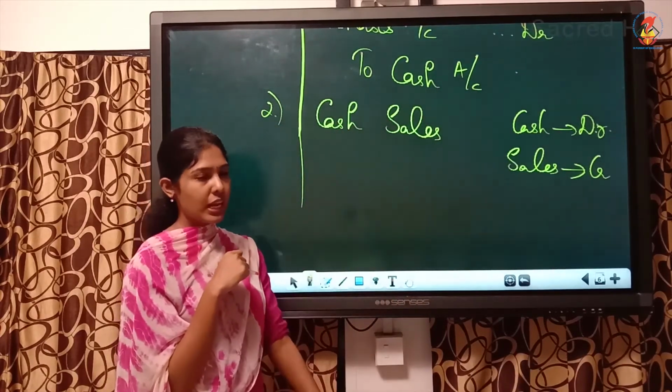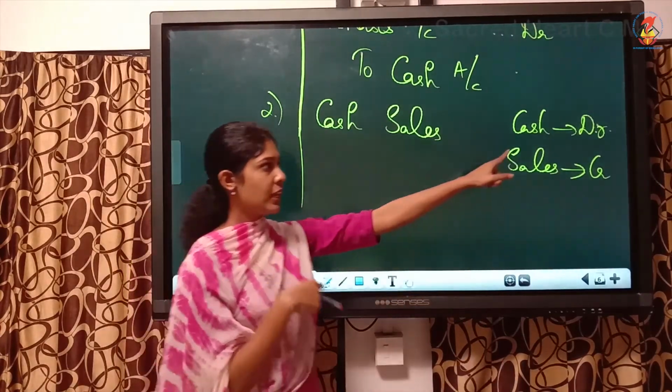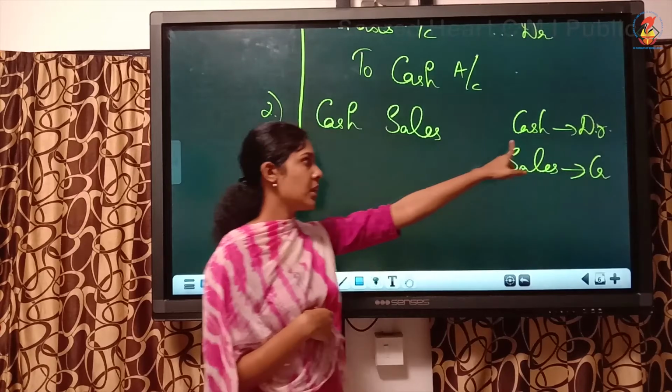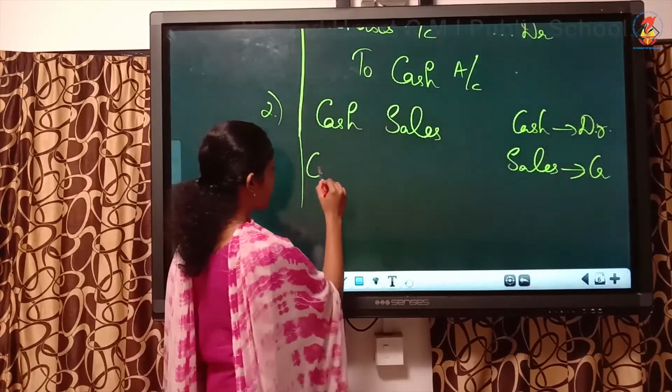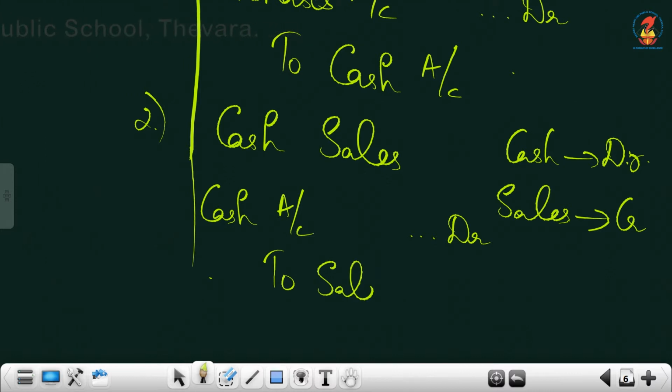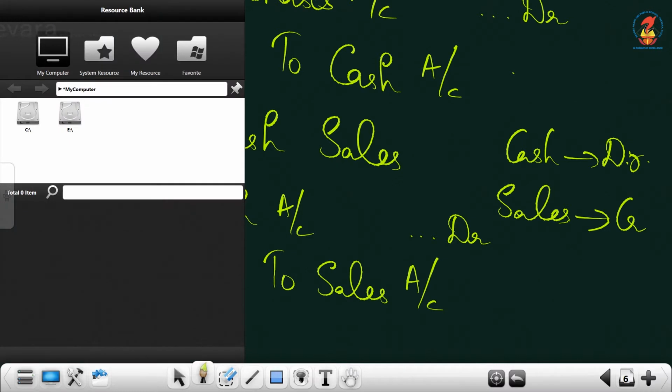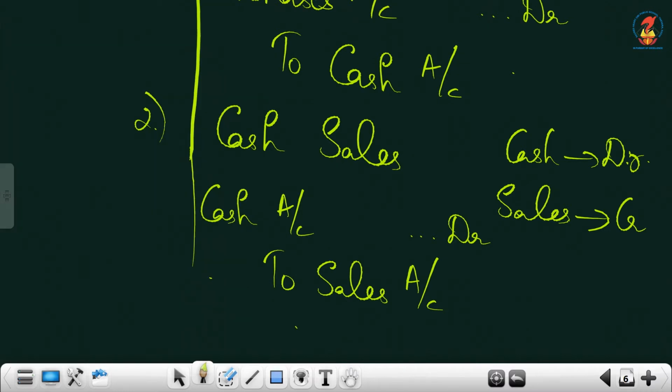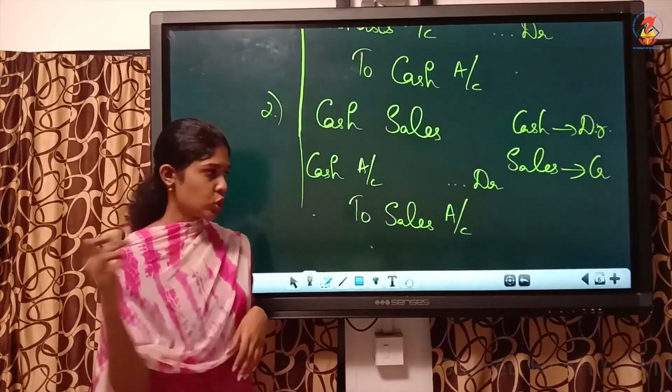So what is the journal entry now? Which one will you write first? The debit aspect should be written first always. So the journal entry will be, you start from the margin, cash account, leave some space and put 3 dots. Write DR. The next line, leave some space on the left side. You write 2, T in capital letters, and you write the other account, that is sales account. So the journal entry is, how will you read it? Cash account, debtor to sales account. Okay. The next one is credit purchases.